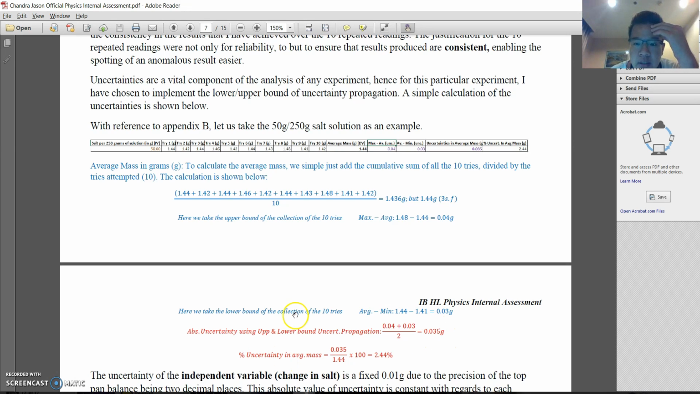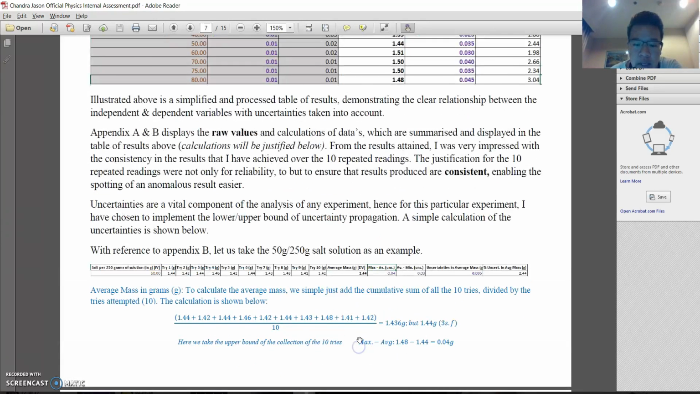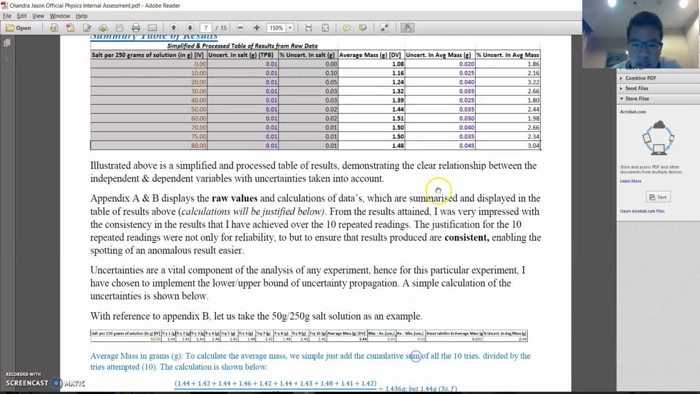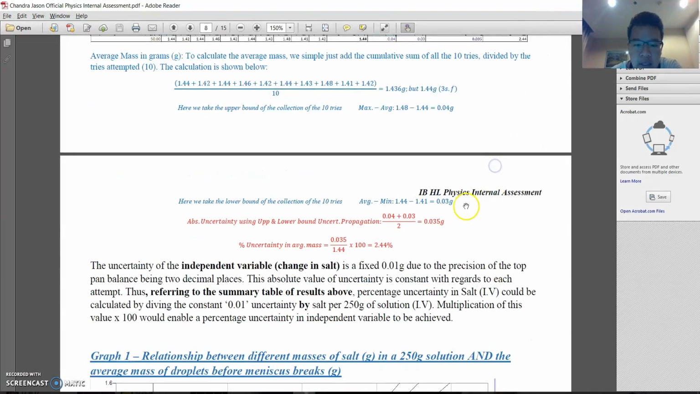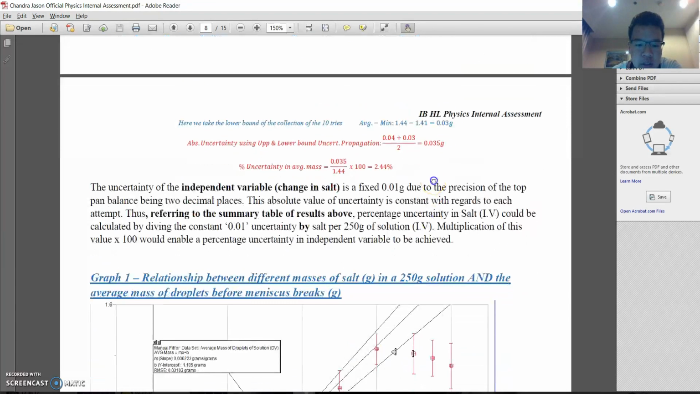And then you find the percentage propagation of uncertainty by 0.035 divided by whatever the average mass is, times 100, which gives you a percentage. And that percentage should be placed here. So you've got to do that for your readings. That's basically your percentage uncertainty.